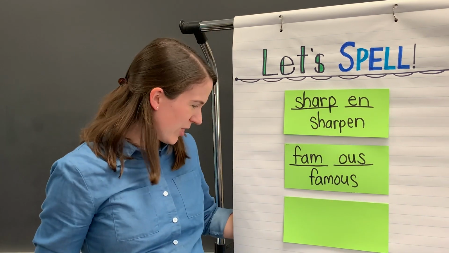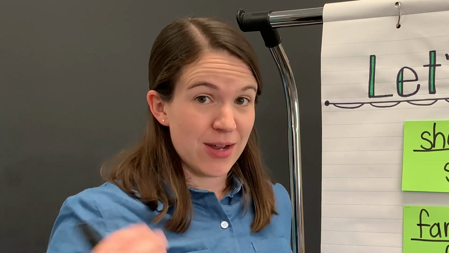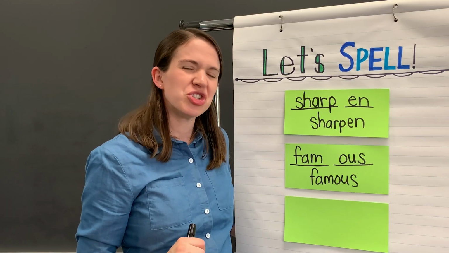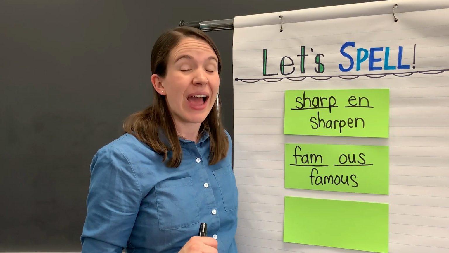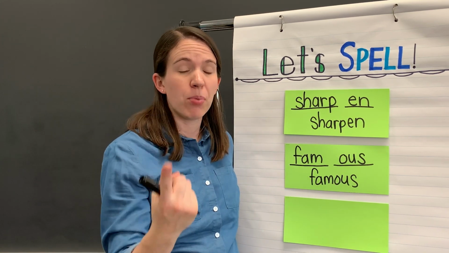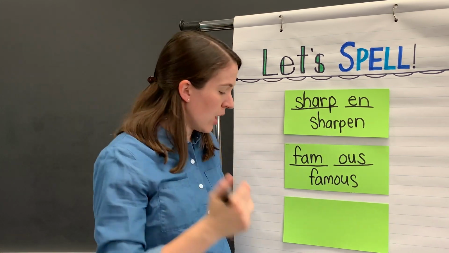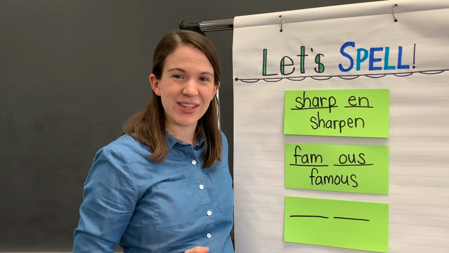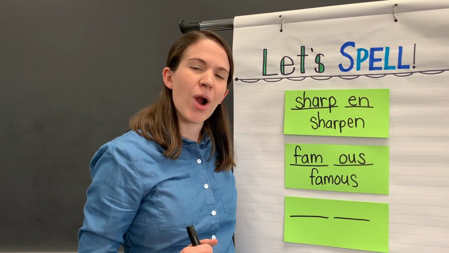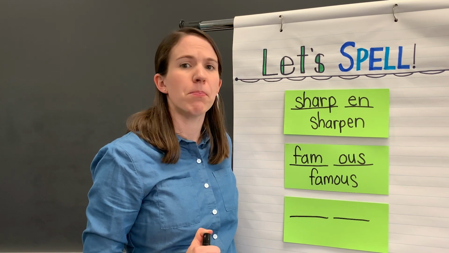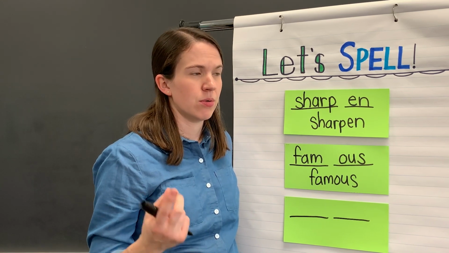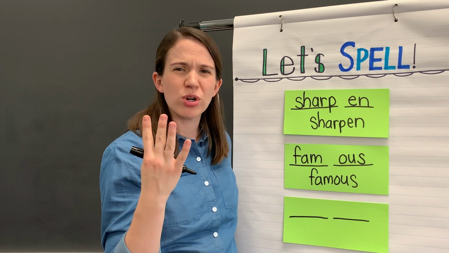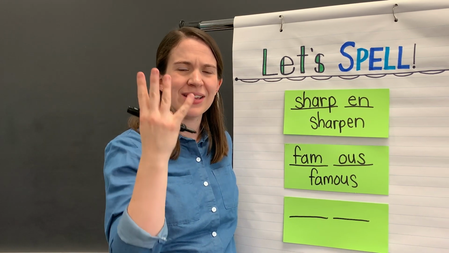Say this word with me. Brighten. How many parts do you hear in brighten? I hear 2 word parts, bright, en. Let's write down 2 lines so that we can write each part on a line. Let's start with the first part, bright. How many sounds do you hear in bright? B, r, I, t. I hear 4 sounds, b, r, I, t.